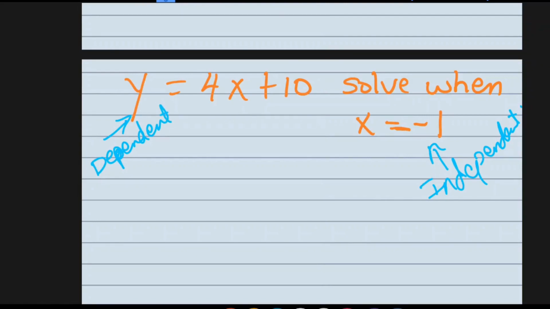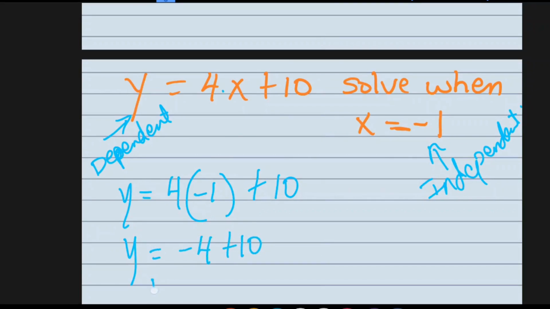All right. So let's solve for y. Y is equal to 4. Remember, no operation there means multiplication. I can use parentheses to represent multiplication. So 4 times 1 plus 10. Y equals 4 plus 10. So y is equal to 14. You cannot get y unless you input your variable for x.